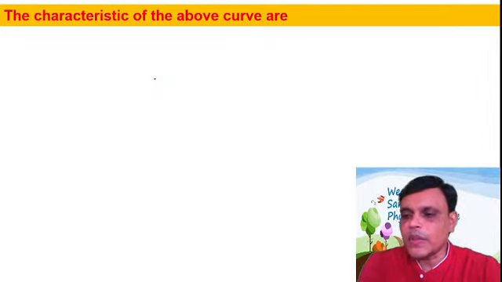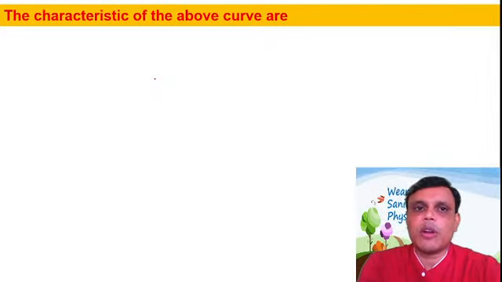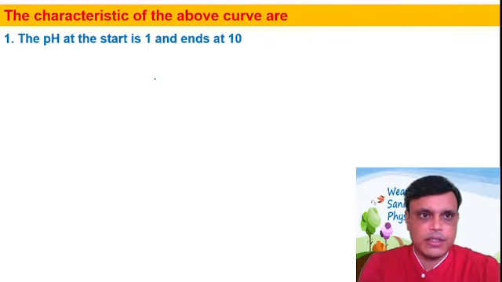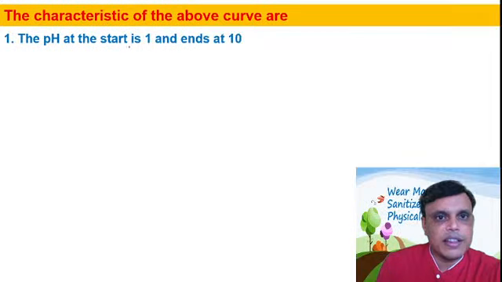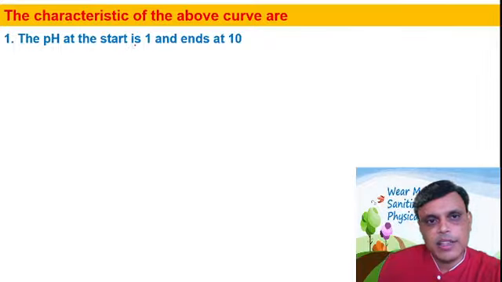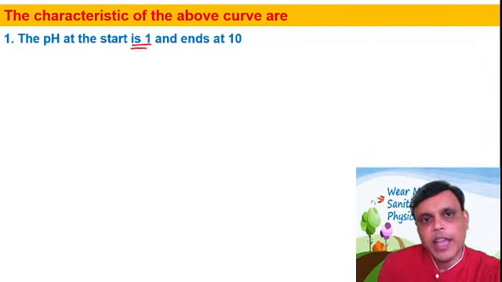Above curve means the strong acid and strong base curve. So this is the first characteristic point. The pH at the start is 1 and ends at pH 10.